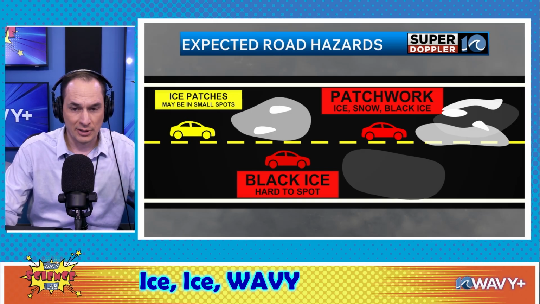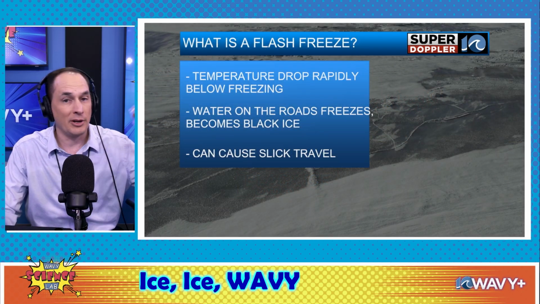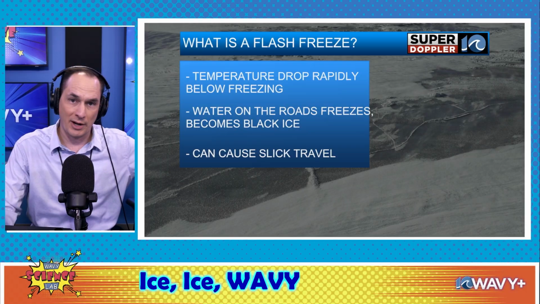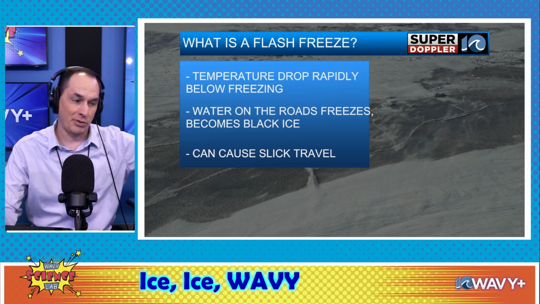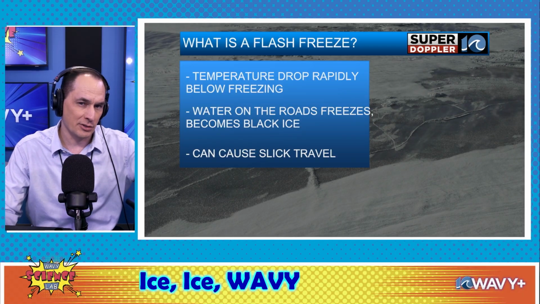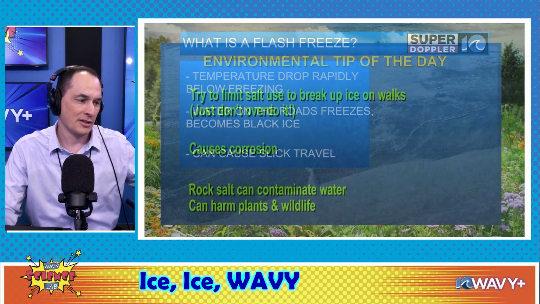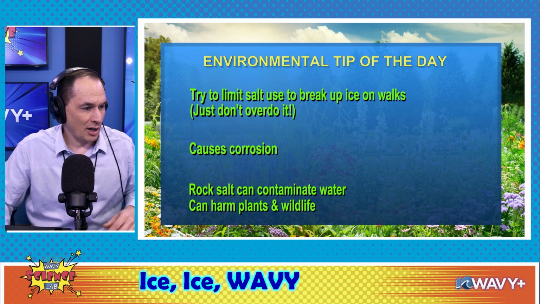And then you can also get these flash freezes, which cause black ice. The temperature can plummet overnight, maybe dropping down to the 20s after a rain the day before, and then you can get that big sheet of ice and big problems from that. So it's not like freezing rain because it's just rain, but then it freezes. So that can happen.